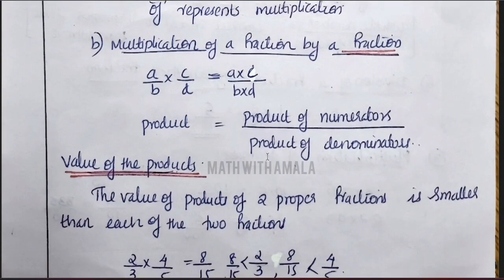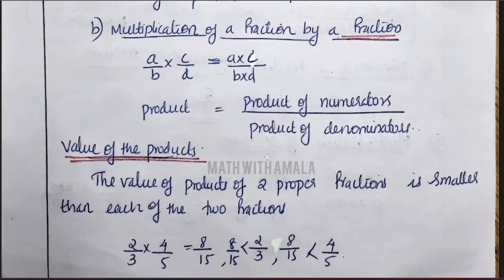Next, move to the B part, multiplication of a fraction by a fraction. Let's take the general case of A by B and C by D. After multiplying these two fractions, where the first fraction is A by B and the second one is C by D, the product is equal to A into C by B into D. Now the product is equal to the product of numerators divided by the product of denominators. Here we are directly multiplying the numerators and then directly multiplying the denominators.